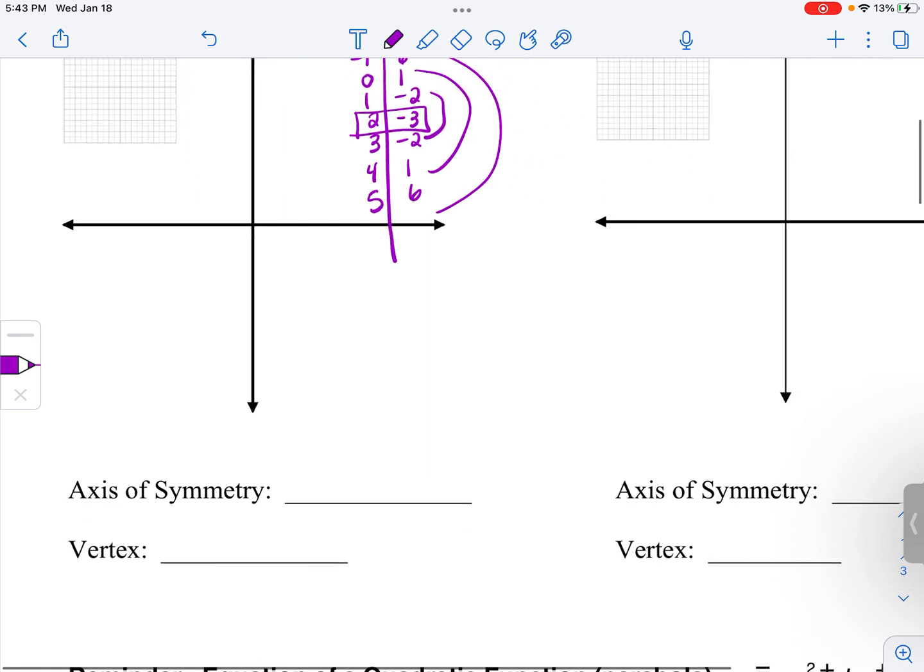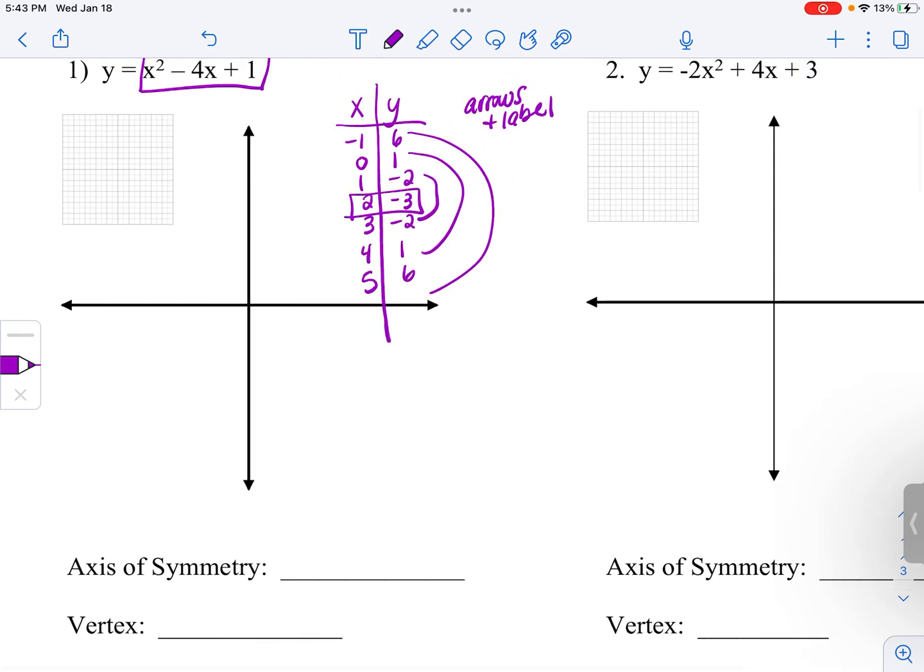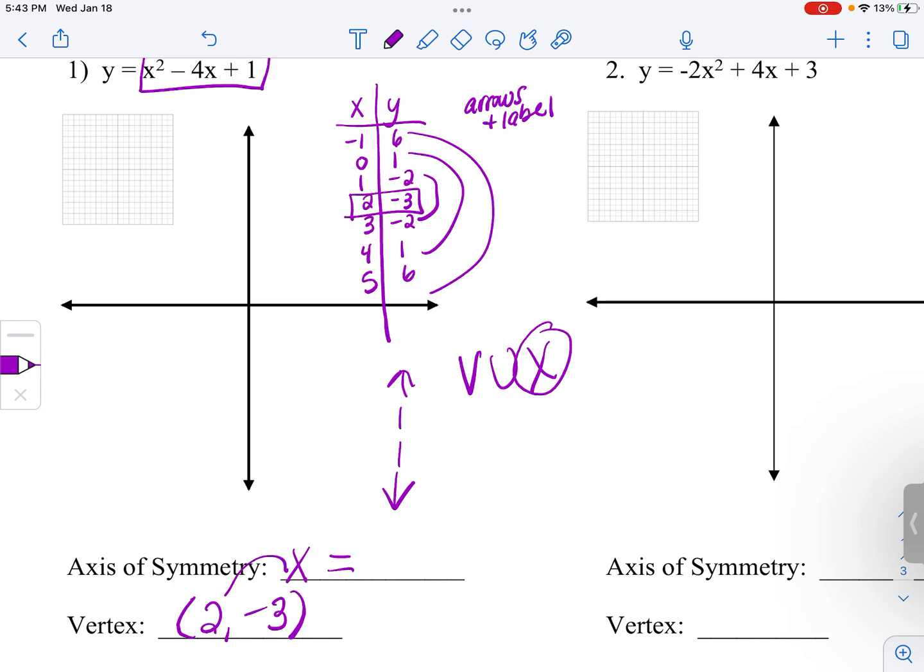Now down here, it says, what is a vertex? We just found it. So I'm going to write (2, -3). And now if your axis of symmetry is a vertical line, it looks like this. Well, really it looks like this because it's dotted. You remember vertical, that's VUX. So we write it as x equals, and if it cuts through your vertex, that means it has to cut through this x value, so you just copy it. So that means x equals 2.